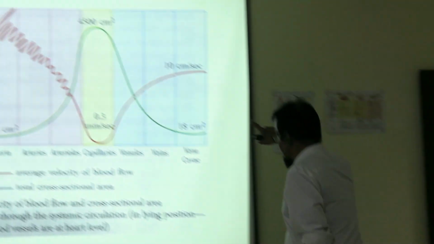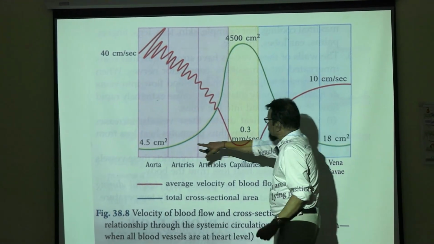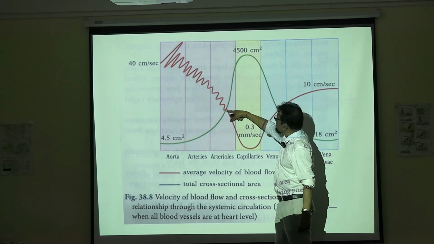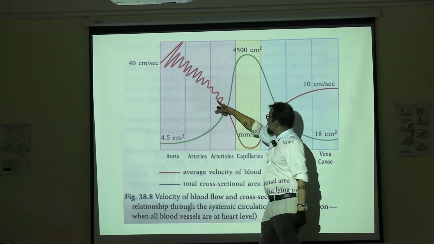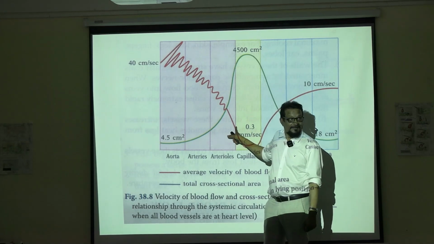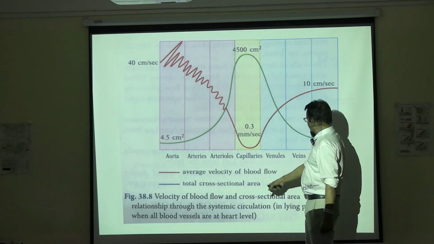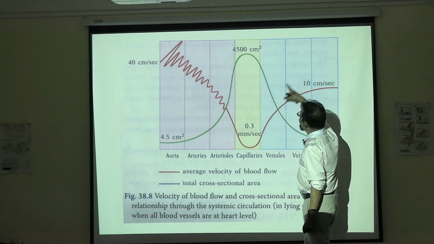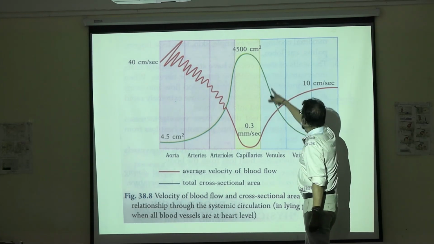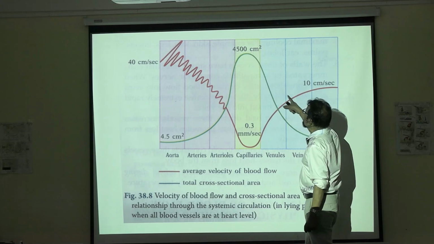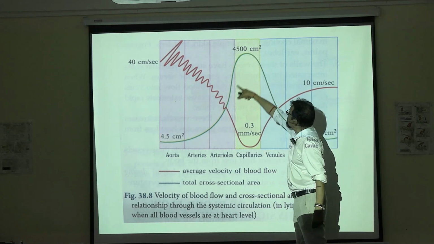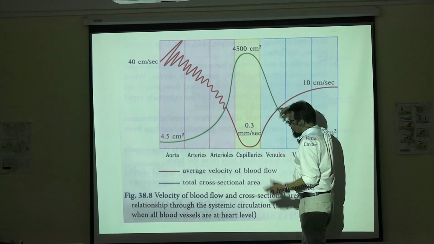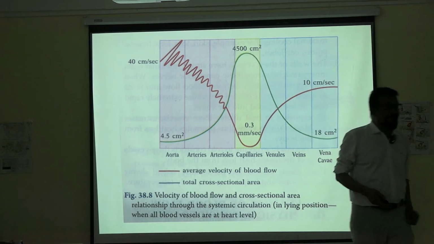So here see, the total cross-sectional area is increasing, as a result velocity is decreasing. And here, what is it? Again the venous side, again the cross-sectional area is rising. So this is the cross-sectional area, and this is the velocity. Again, velocity is rising because of the decrease in cross-sectional area in the veins.